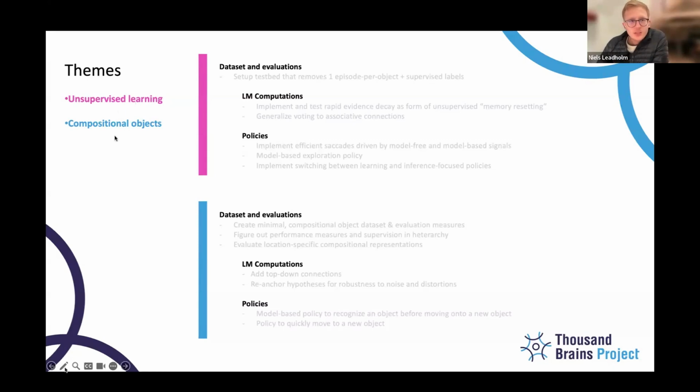And for both unsupervised learning and compositional objects, you can broadly break the different projects down into the overarching one, which is developing a data set and evaluations that we're going to look at for that particular task. That's essential. And then within that, in order to solve that task and do interesting things, the two main places that we want to make changes are either at the level of the learning modules, representations and computations, or at the level of policies, although some of those will be model-based policies. And that's also the case for the compositional objects.